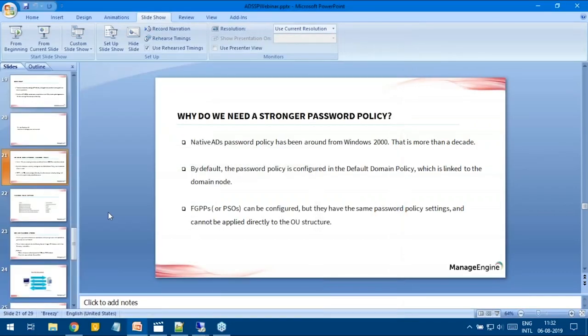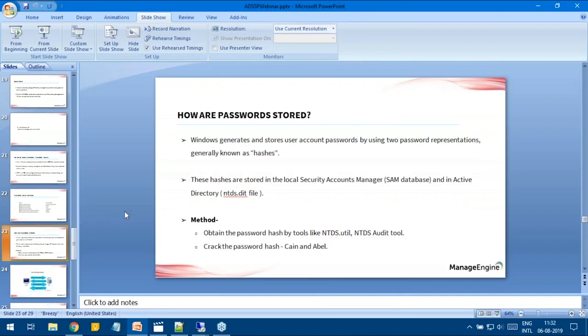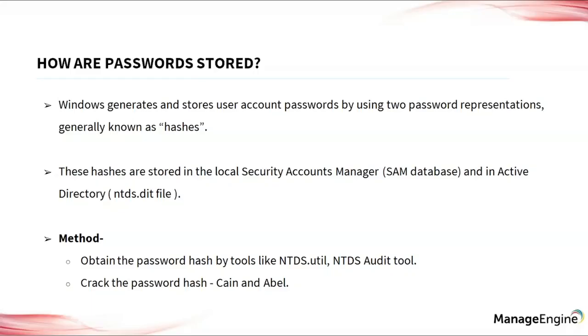Now, you might ask me, how else can password attacks happen? To understand that, we need a quick jump back into history. How are passwords stored? So whenever a user logs on, Windows creates password hashes. There are two kinds of hashes, NTLM hash and LAN Manager hash. The NTLM hashes are stored in the LSA in the SAM database, and the NTLM hashes are stored in the ntds.dit file, and the LAN Manager hashes are stored in the SAM database of the LSA.